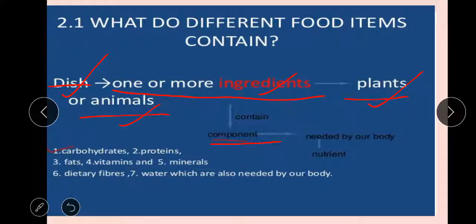Now your dish contains some ingredients in the form of components that are needed by our body, and these components are known as nutrients. These nutrients are carbohydrates, proteins, fats, vitamins, minerals, dietary fibers, water, and roughage. Dietary fibers means roughage, and water is also needed by our body.